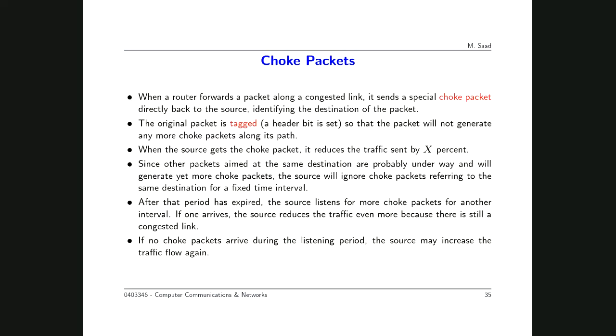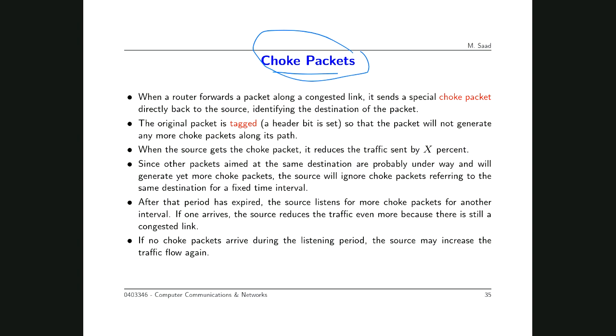The next technique is called choke packets. It's similar to the warning bit in the sense that the router monitors the outgoing link. If a router inside the network, if a router in the core of the network notices that its outgoing link is congested, the router would basically send immediately a special packet that we call the choke packet back to the sender. So that choke packet will be sent immediately back to the sender.